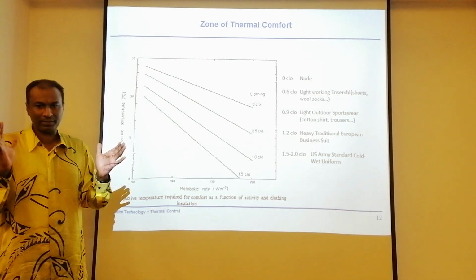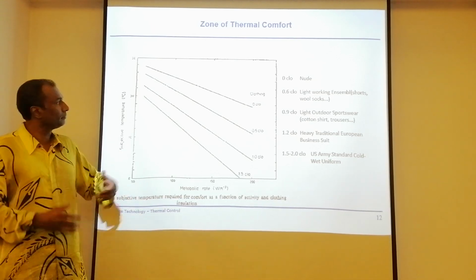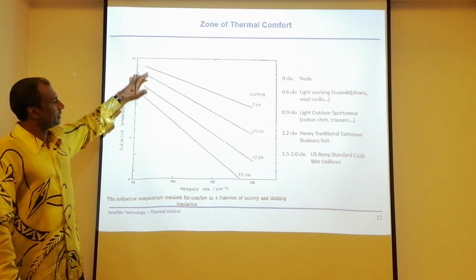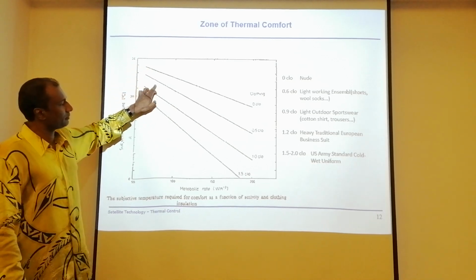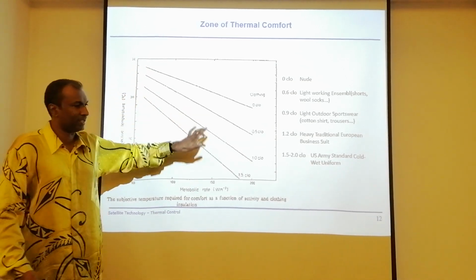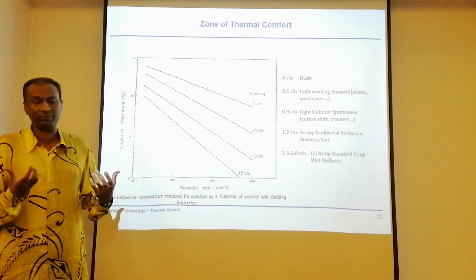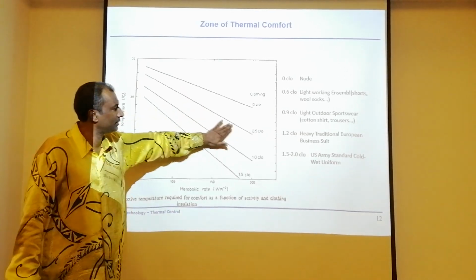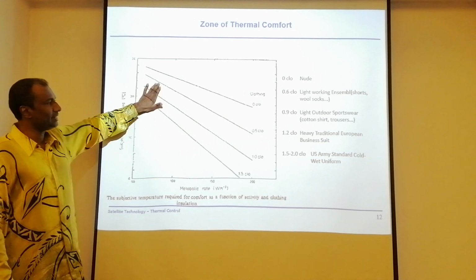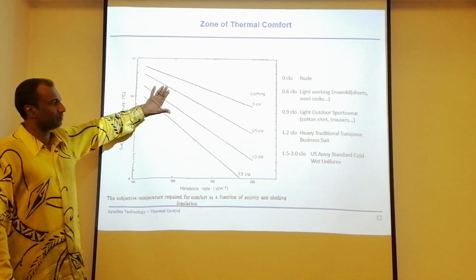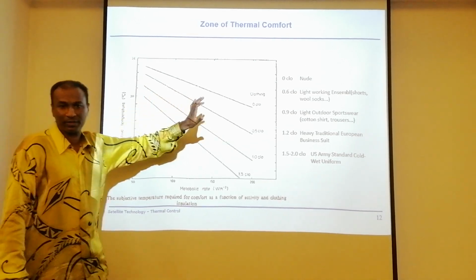This is quite typical for humans to survive, because obviously they cannot be wearing a full suit every time. They will be somewhere in this region. So about 20 degrees is almost okay for them to live. Okay, this is what it says.